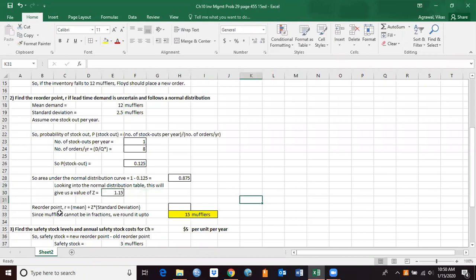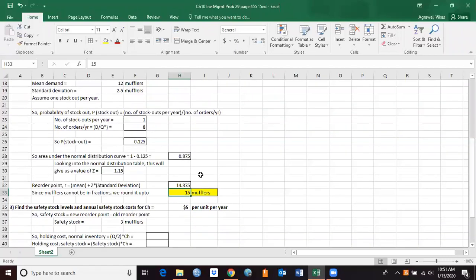Now, the reorder point formula, when the lead time demand is probabilistic, is given by the mean of the distribution plus z times the standard deviation. So we know the mean, so we're going to find the reorder point. That's going to be given by the mean plus z, that's my z value, times the standard deviation. So that's 2.5, right? That's going to give me 14.875. Roughly, you cannot have a muffler in fractions, so we're going to round it up. And the reorder point when the demand is probabilistic during the lead time equals 15 mufflers.